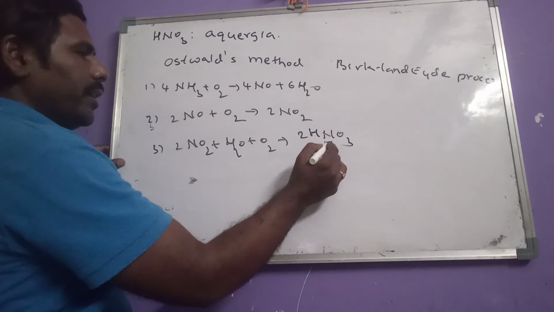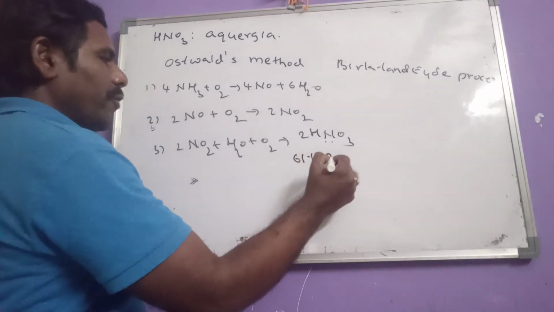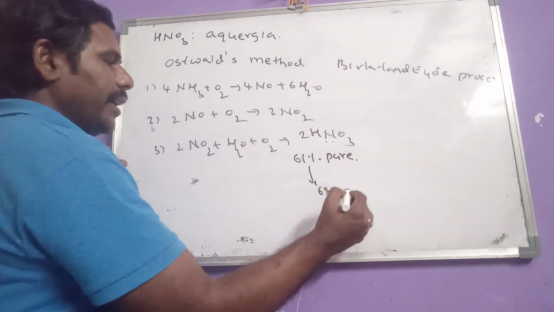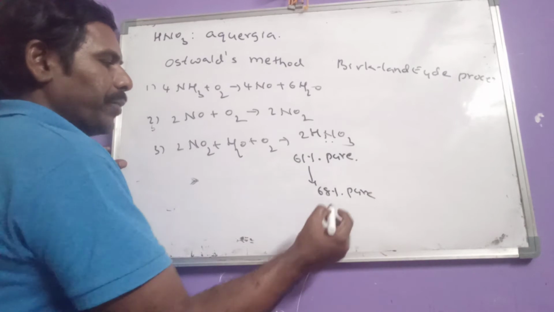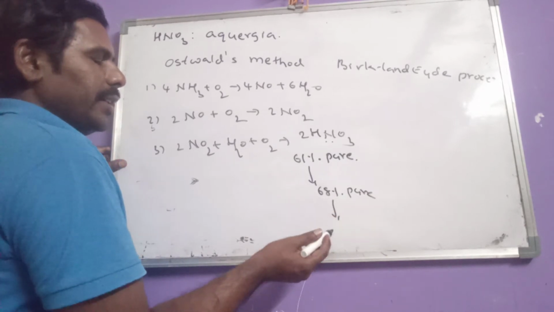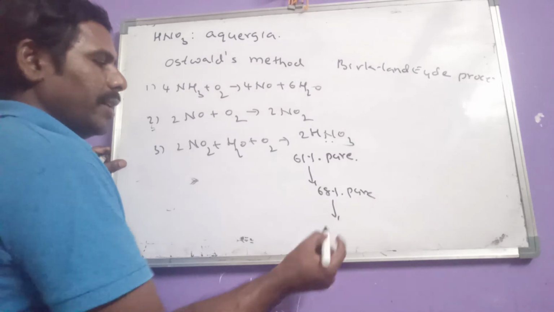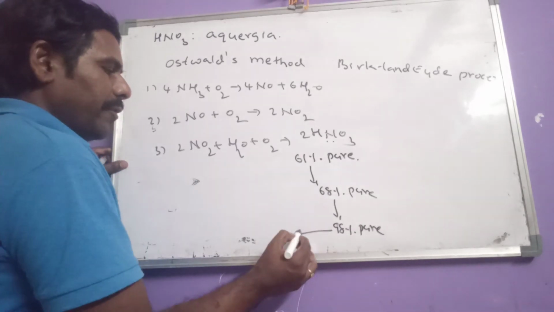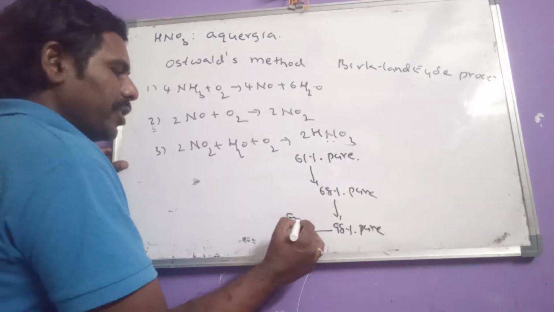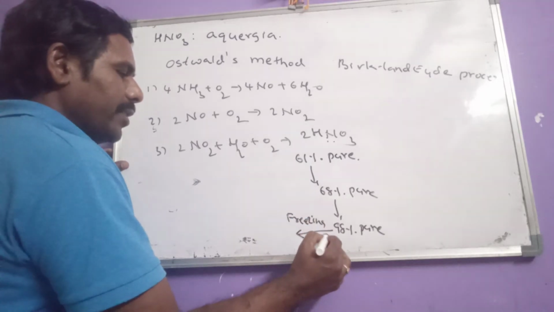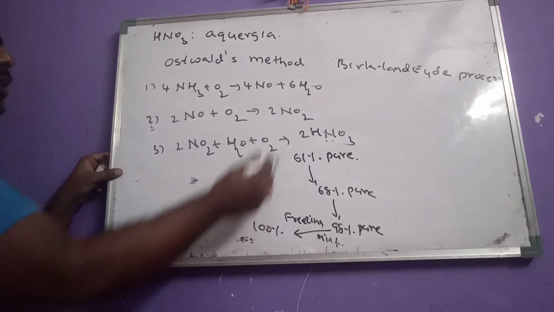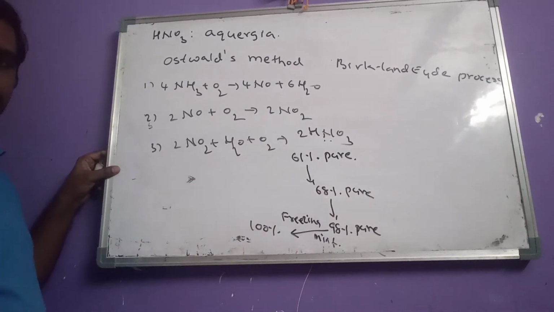And here whatever the HNO3 obtained is 61% pure. Upon distillation, it gives 68% pure HNO3. Whenever this is distilled by using phosphorus pentoxide, we get 98% pure HNO3. This when treated with freezing mixture, we can get 100% HNO3. So this is the purification method of nitric acid and preparation by Ostwald's method.